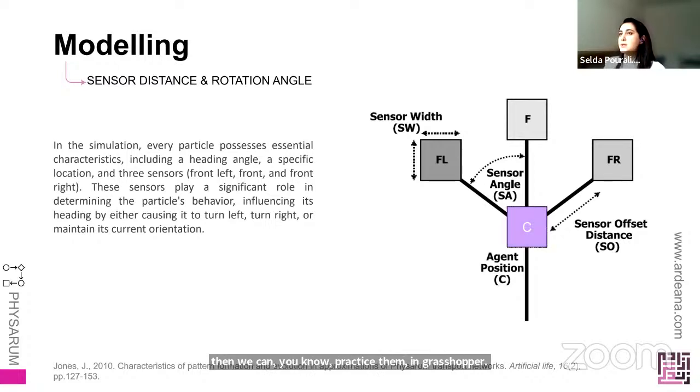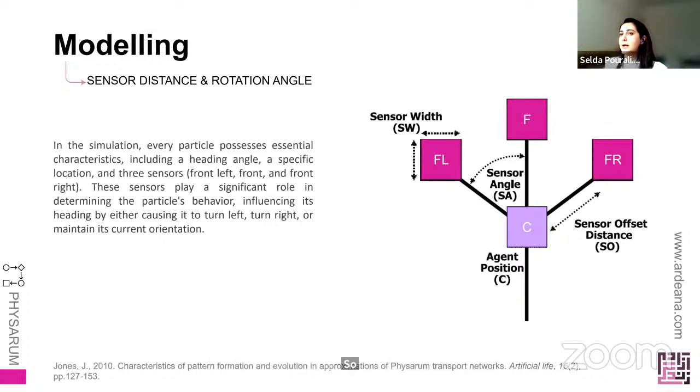So, sensor distance and rotation angle. In the simulation, every particle possesses essential characteristics, including a heading angle, a spatial location, and 3 sensors: front left, front, and front right. These sensors play a significant role in determining the particle's behavior, influencing its heading by either causing it to turn left or turn right, or maintain its current orientation.